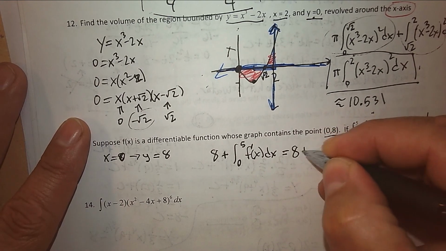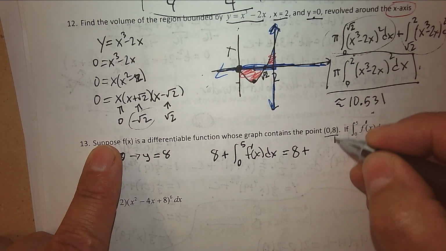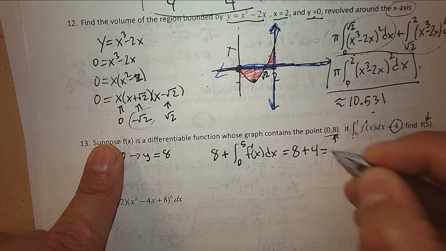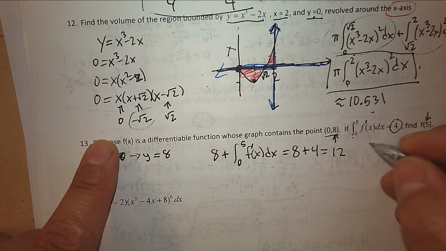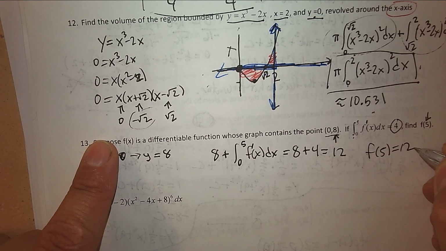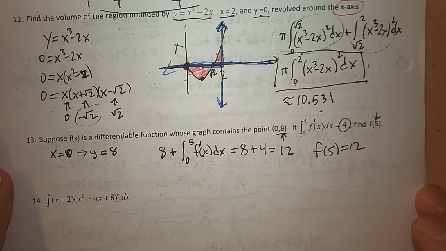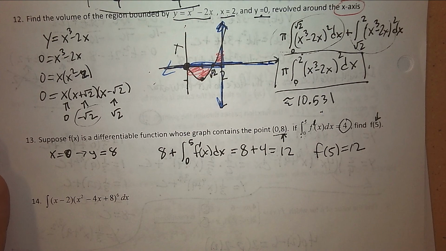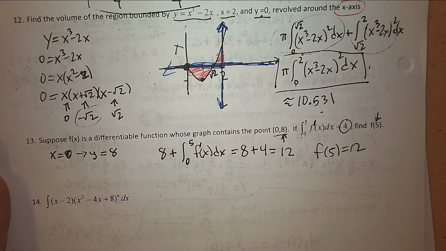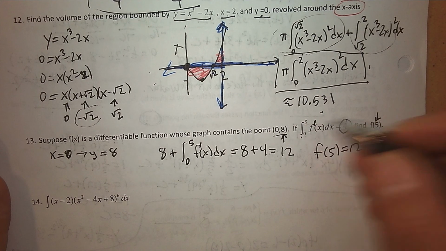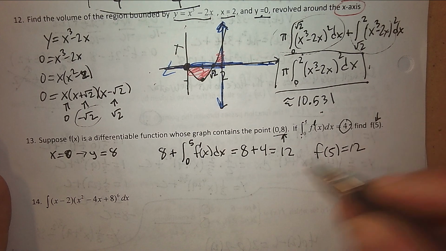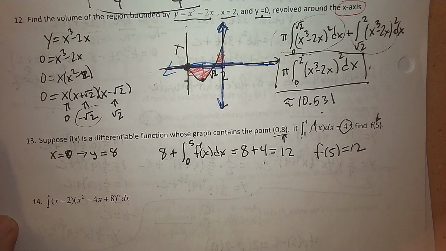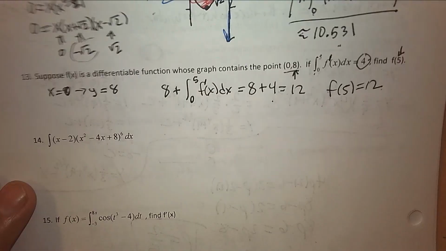But when you look at the problem, the starting value is 8. When you go from 0 to 5, it increased by 4. And so what's the end value? F at 5 then would equal 12. So I think I'm going to go back and make sure that's a typo, that the derivative of f at x, when you integrate that from 0 to 5, shows it increases by 4. So we start at 8, it increases by 4, the end answer is 12. Number 14.